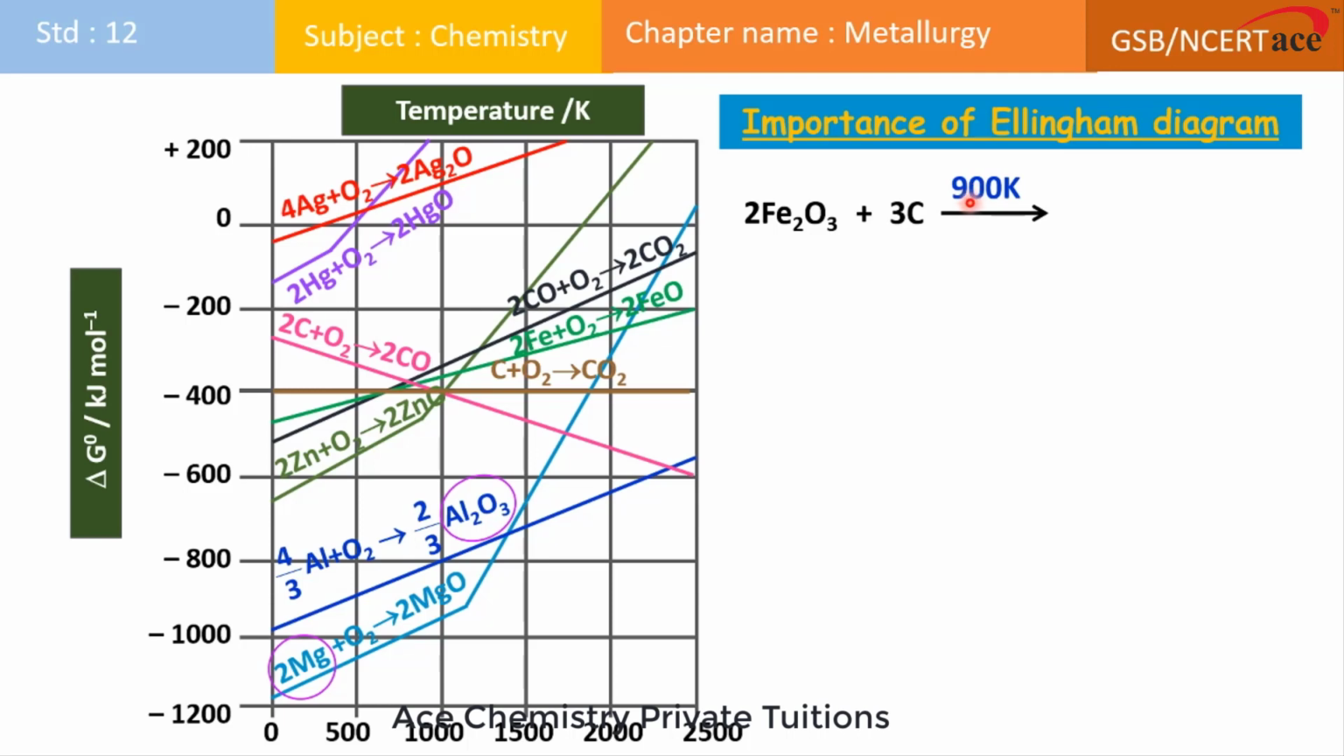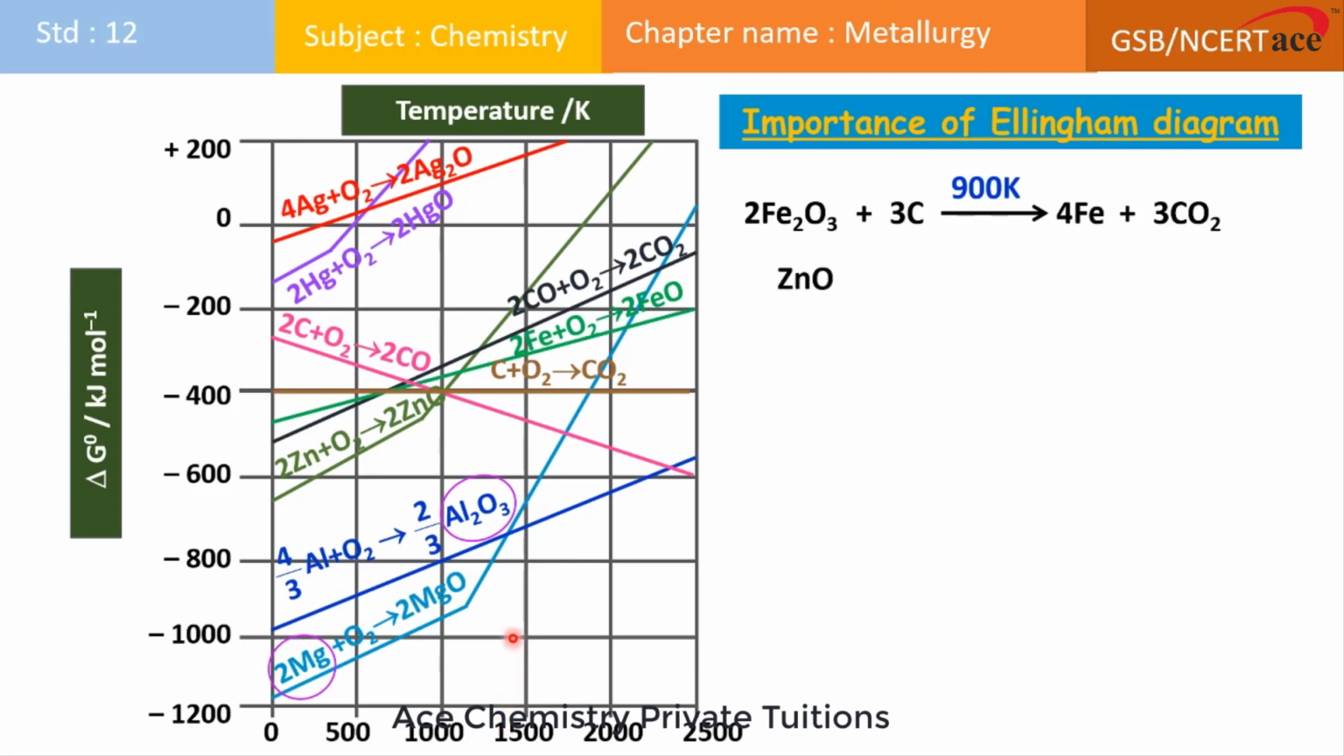So at 900 Kelvin, if you look at the graph somewhere here, what happened? At this temperature, the oxygen combines with the carbon and forms carbon monoxide, and this Fe2O3 gets reduced to Fe. Here there is formation of carbon dioxide from carbon. Can you see this graph? The formation of carbon dioxide from carbon is independent of temperature because there is no deviation in the graph. It is just parallel to the x-axis.